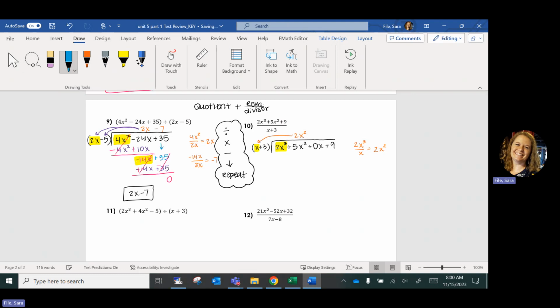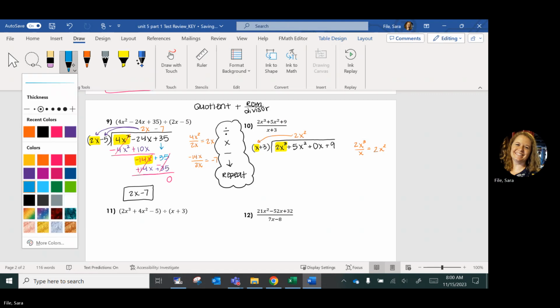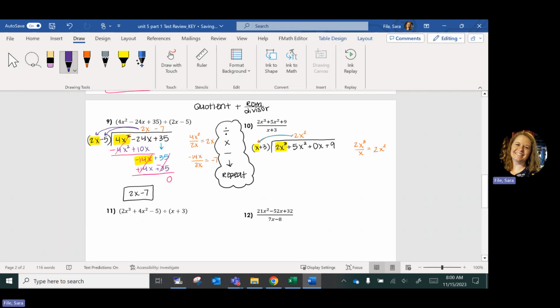That was supposed to be purple. Please work. There we go. So I multiply. Oh my gosh, and now here we go, purple finally.